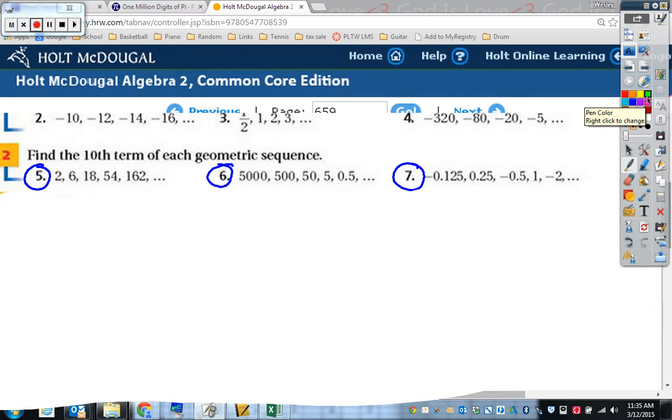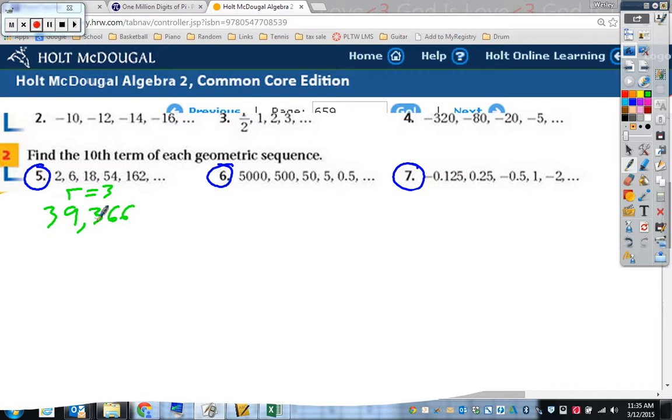Alright, so hopefully you've gotten these solved by now. For number 5, the answer is 39,366, and of course the r was 3.